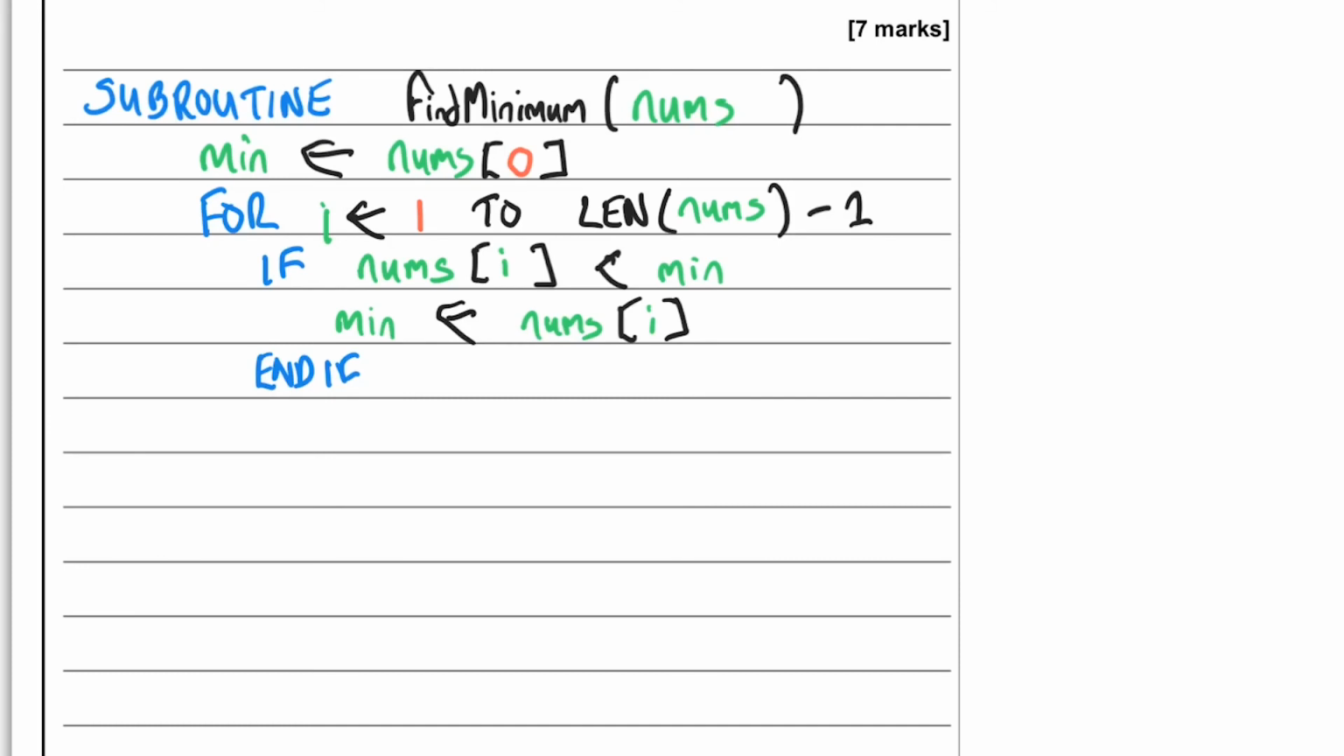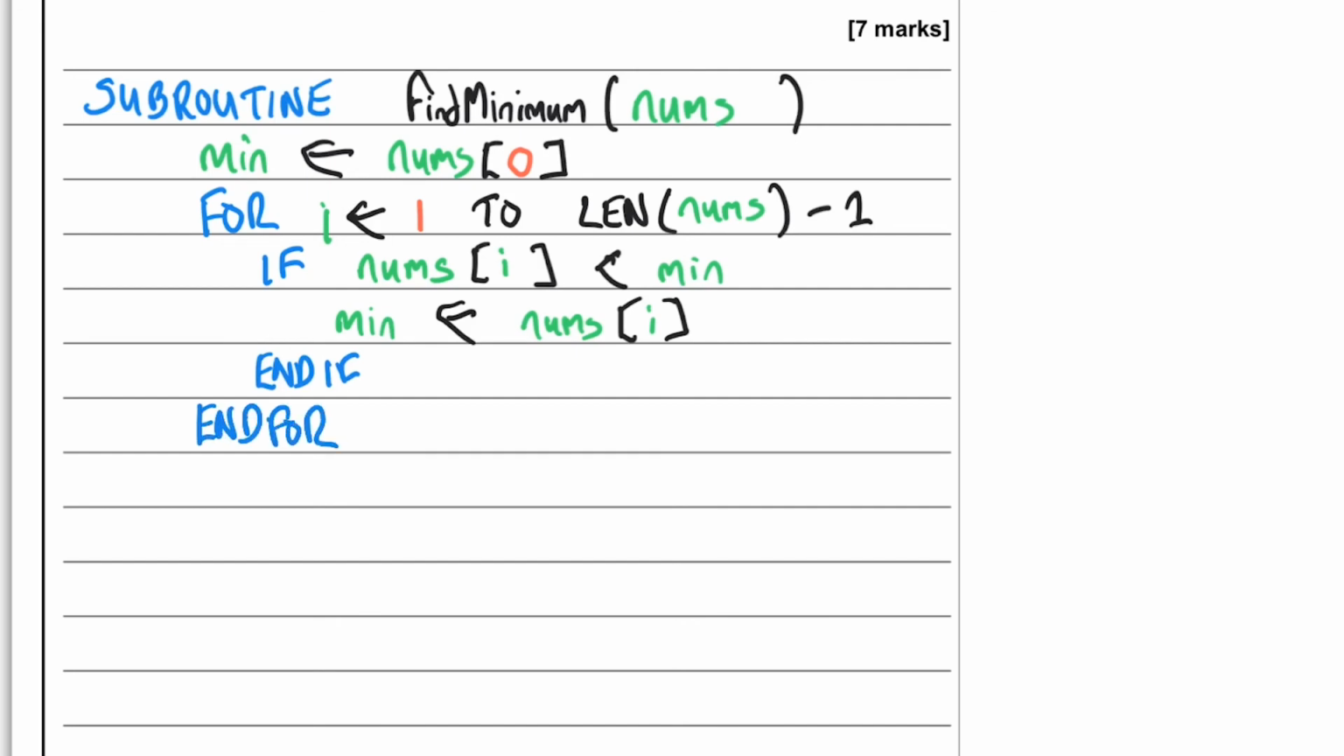Now, if you see what's going to happen is then I will be 2. And is the value at index 2 smaller than min? If so, update min with that value. If not, end. And I'll keep going until it's finished. And then we need to end the for.